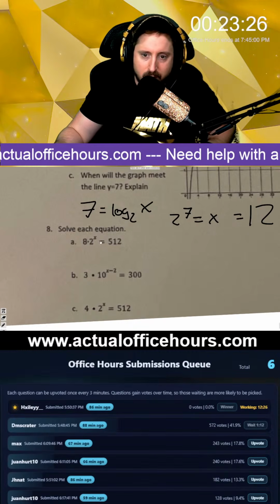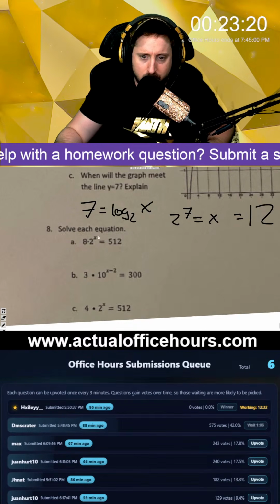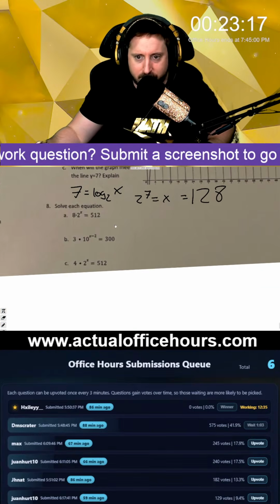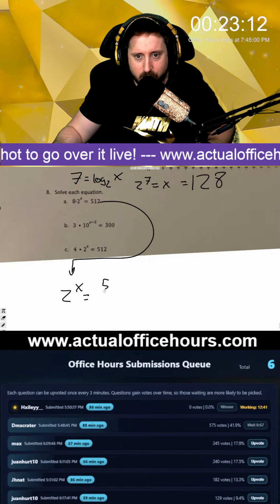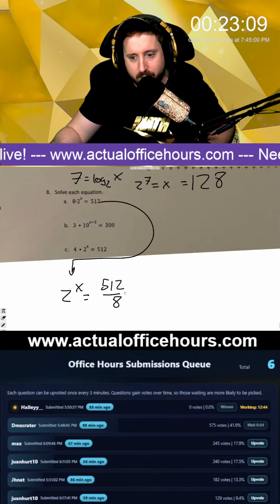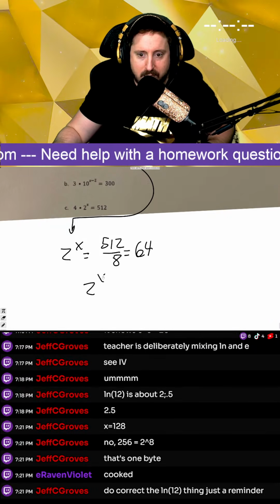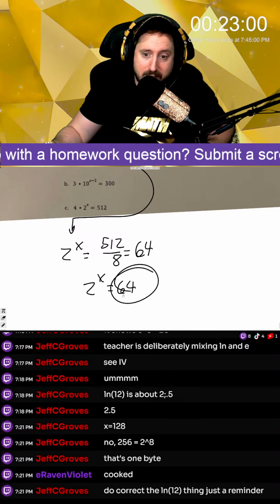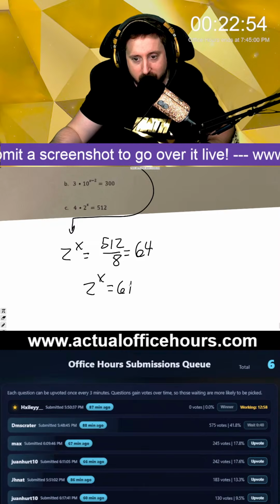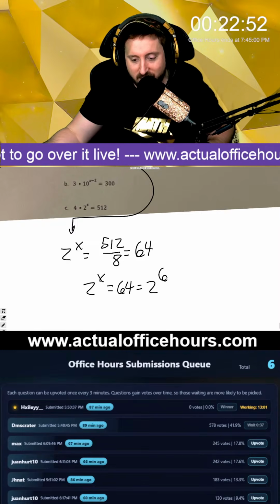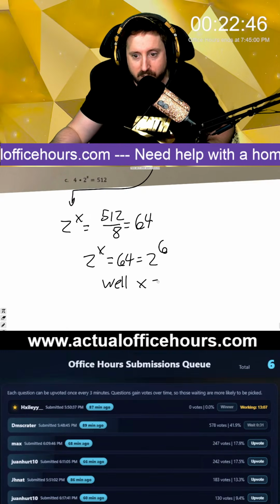And then solving for these. This is where you want to divide both sides by 8 first. You want to try to get whatever the thing with the exponent is by itself. That's just a general rule in algebra. So this would be 2 to the x is equal to 512 over 8, which is the same thing as 64. So now you have 2 to the x is equal to 64. What I like to do is write this in the same base as this. So 64 is the same thing as 2 to the 6th. And now you see 2 to the x equals 2 to the 6th. Well, x equals 6 then.